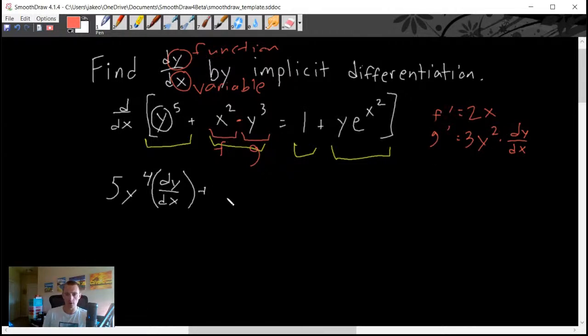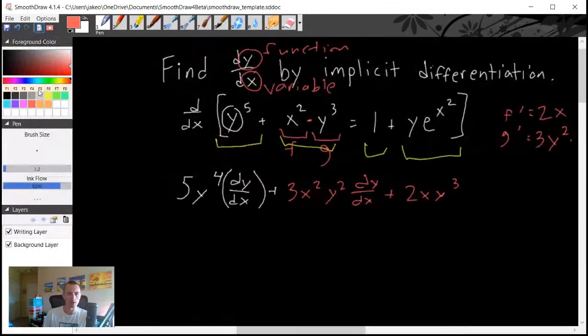Then we do f times g prime, so x squared times 3y squared dy dx. And then g times f prime, so 2x times y cubed. Now this is the derivative of this whole term right here, x squared times y cubed.